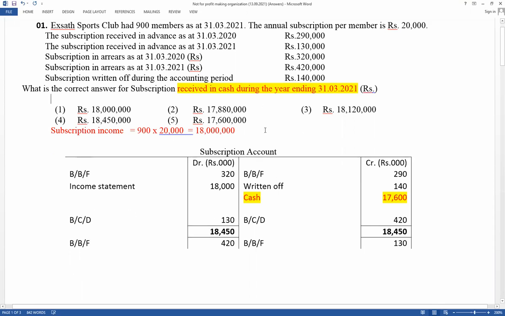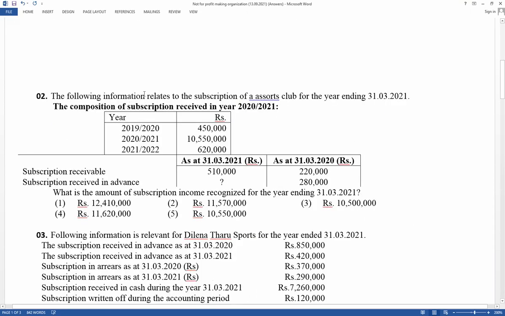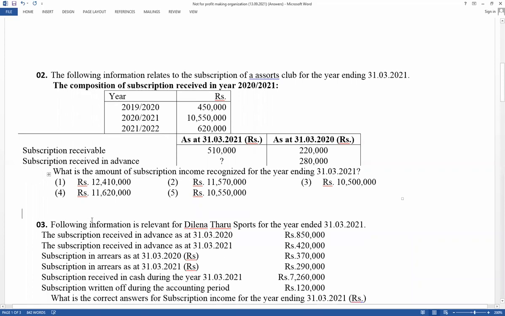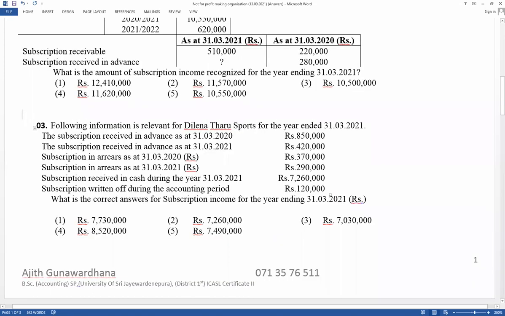Next one. Think question number second one. Second one I will discuss after question number 3. From the beginning, I'm going to discuss question number third one. After that, I will discuss question number second one. Read carefully question number third one also.